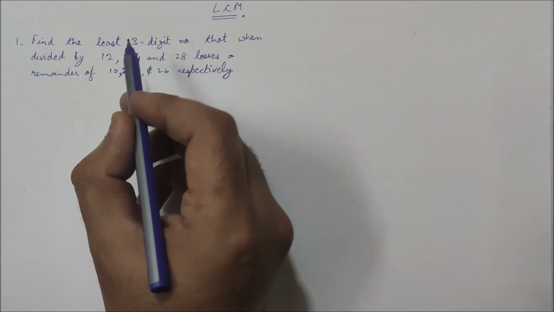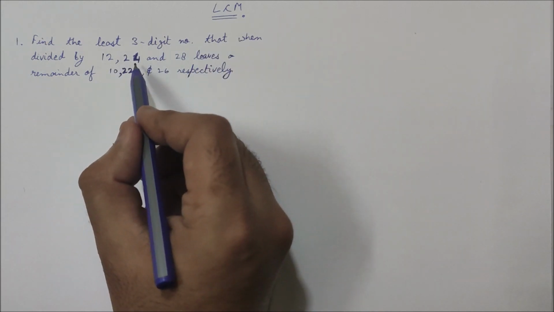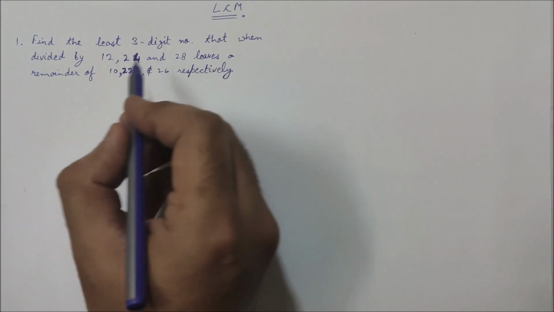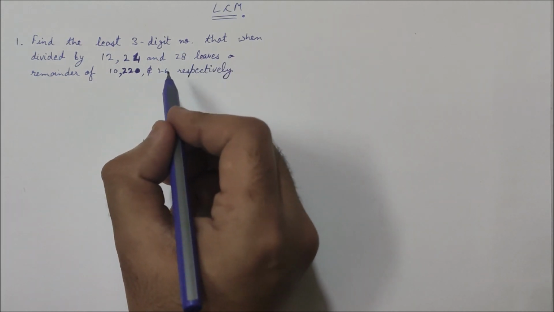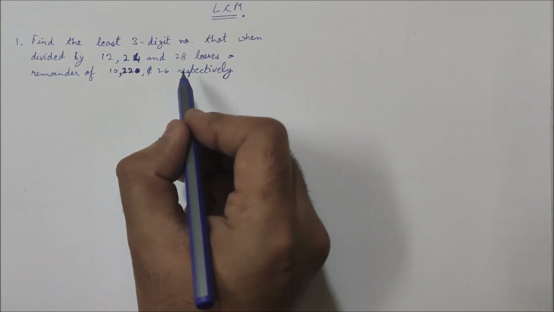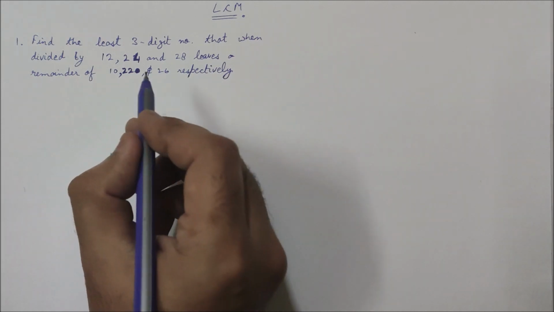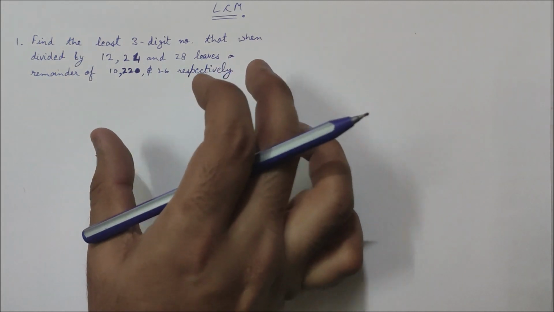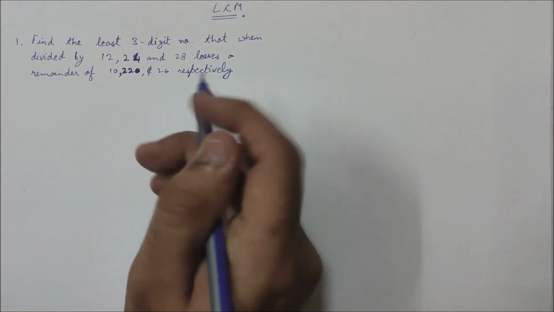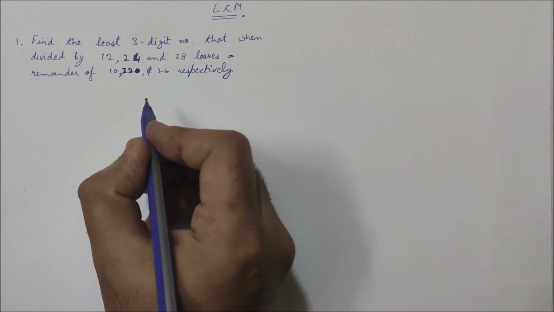However, in this case, a least three-digit number is divided by 12, 24 and 28, and leaves the remainders 10, 22 and 26 respectively. That means in this case the remainders are different in each of the cases. However, in our last example we had the same remainders. So let's try to understand how we approach such types of questions and what is the key to look forward to.